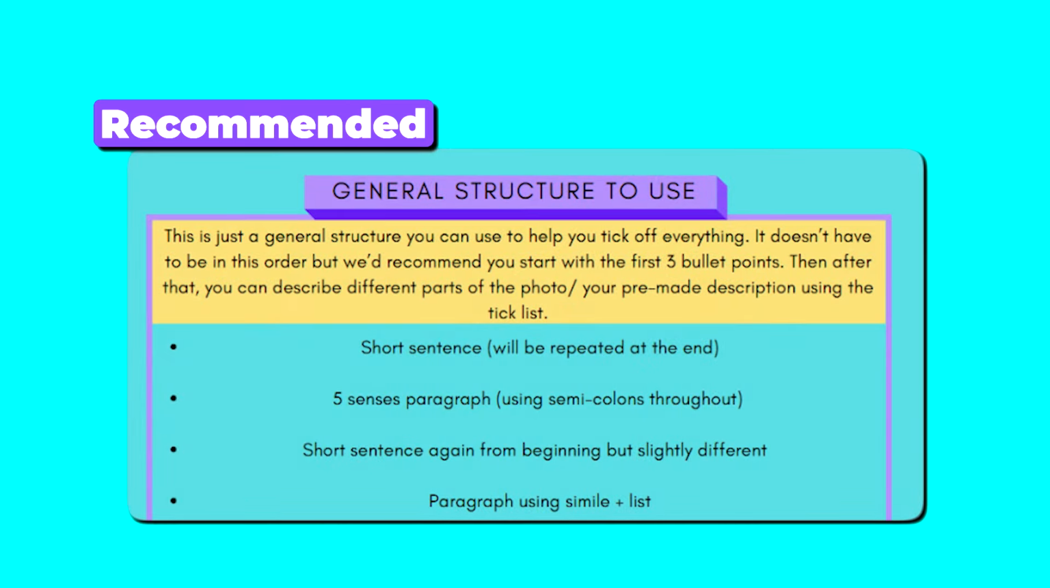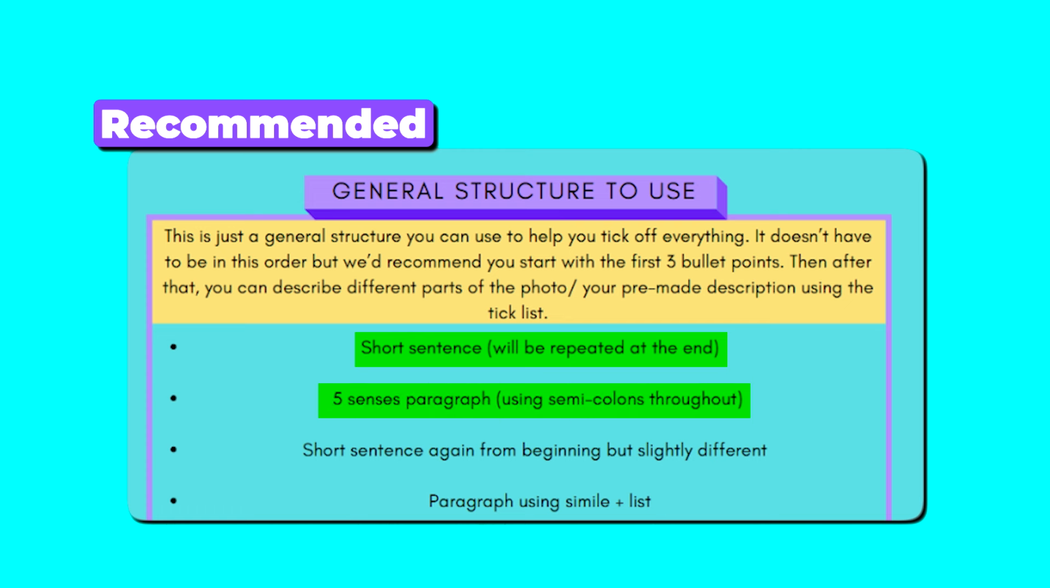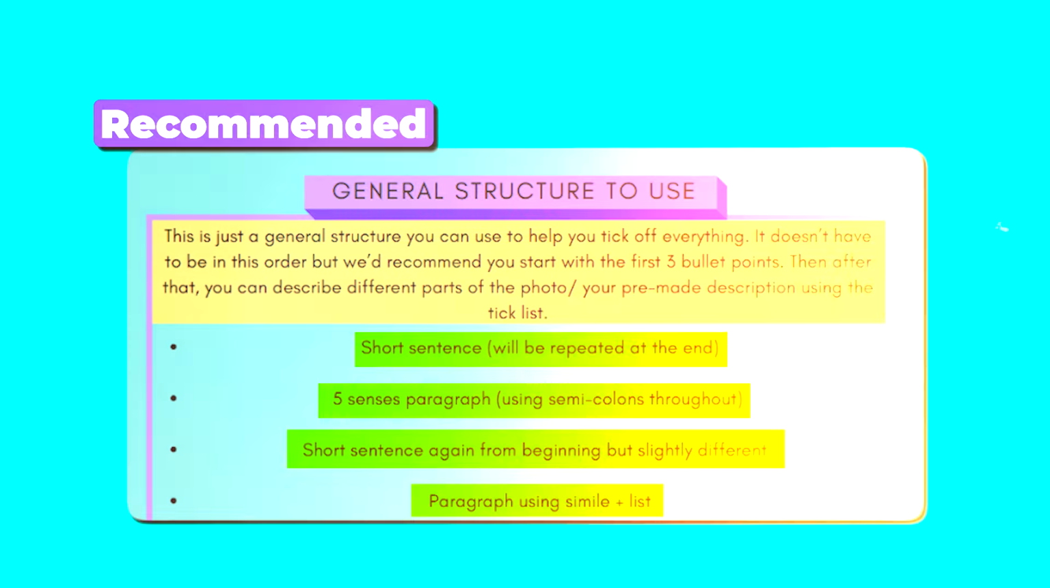So the one that we've actually created and recommend starts like this. It starts with a short sentence, which we'll repeat at the end, which of course is our cyclical structure, a 5-sentence paragraph using semicolons throughout, a short sentence again from the beginning but slightly different, a paragraph using simile and a list. And that's just probably about a third of the structure. And then we have the full structure on the Lightup Hub done for you. Then a model example to show you how to use it.